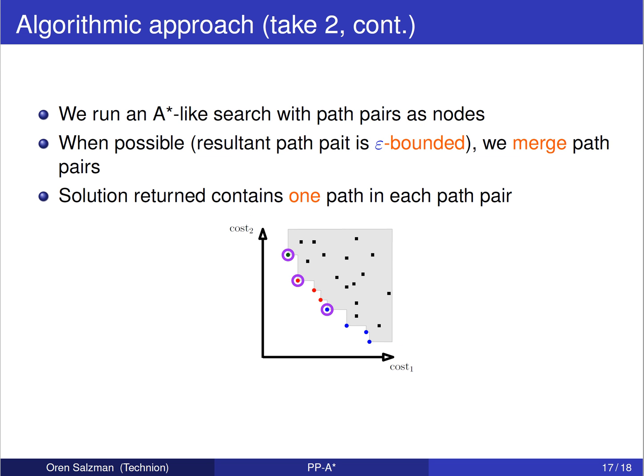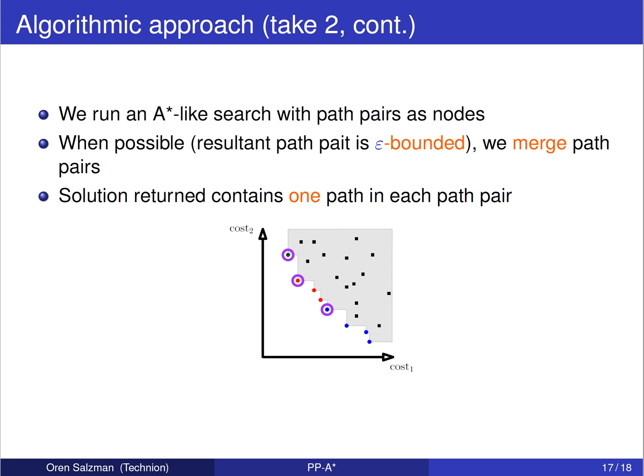Now, we can describe in general terms our algorithmic approach, and I want to refer you to the paper for further details because there are a lot of small details here. So what we're going to do is run an A*-like search. Instead of having nodes representing paths, as in similar A*-like algorithms, here nodes are going to be path pairs. When possible, we're going to merge path pairs. And this is only possible when the resultant path pair is going to be epsilon bounded. And this ensures that the solution is going to be epsilon bounded for every path pair.